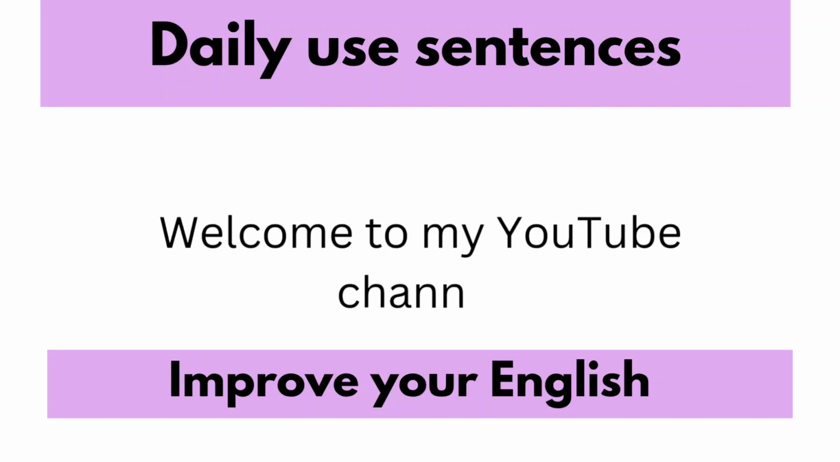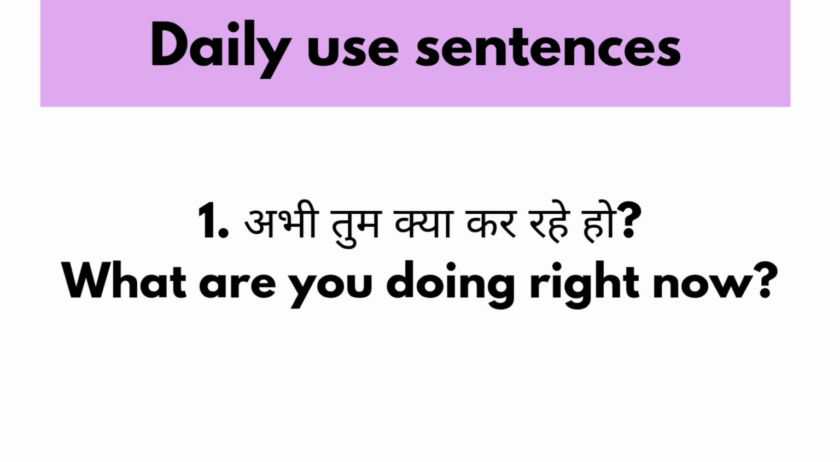In this video, we are going to learn some very common English sentences that we use in our daily life. These sentences are simple and very useful for daily conversations. So let's get started. The first one is, Abhi tuma kya kara rahi ho? What are you doing right now?